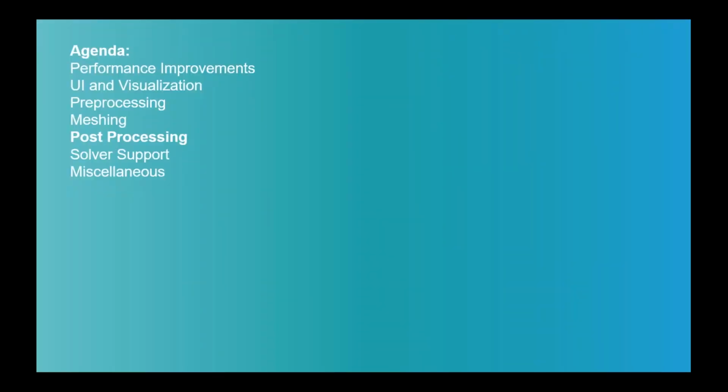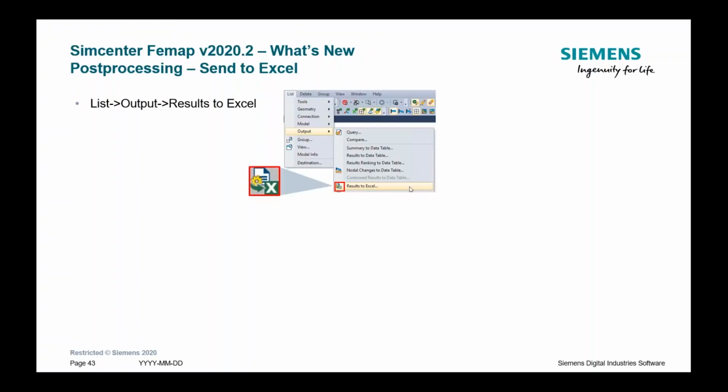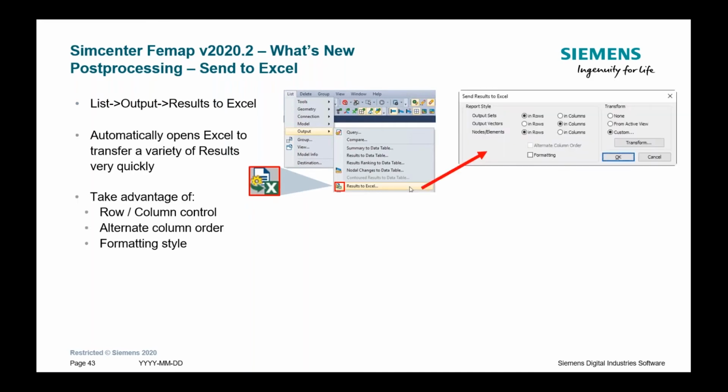Post-processing, we actually did quite a bit in this area. The first thing we did was list output results to Excel. Essentially, this is going to automatically open Excel. It takes advantage of the row column control, alternate column order, and formatting style. The row and column control, alternate column order, that was all from the list output results to data table command. We essentially just reused this dialog box and changed it a little bit.